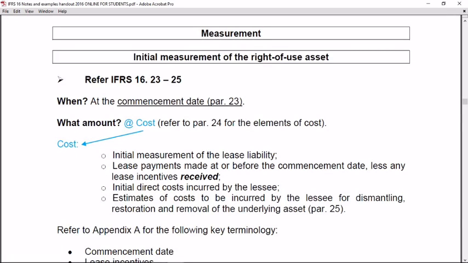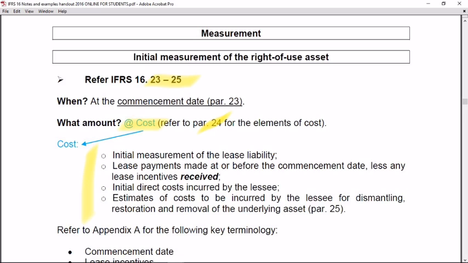IFRS 16, leases, measurement, initial measurement of the right of use asset. Refer to IFRS 16, paragraphs 23 to 25, that deal with the initial measurement of the right of use asset in the books of the lessee. When should this right of use asset be measured? At commencement date. According to paragraph 24, this right of use asset should initially be measured at cost.